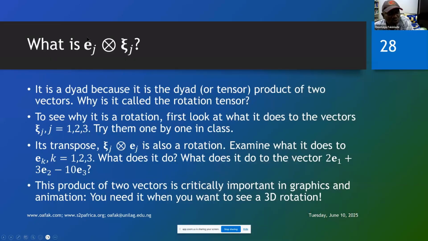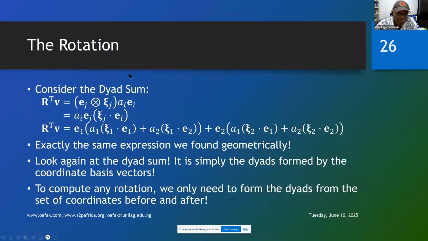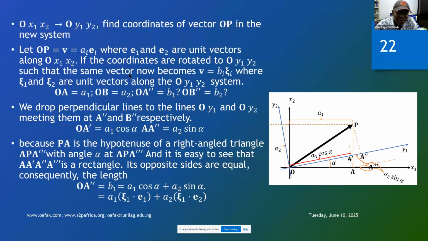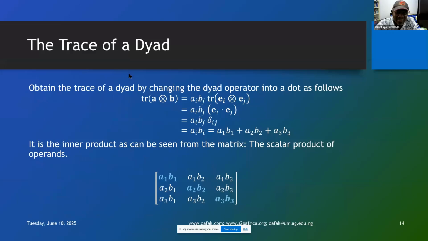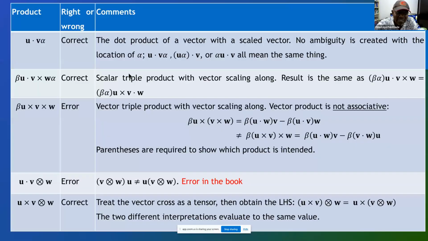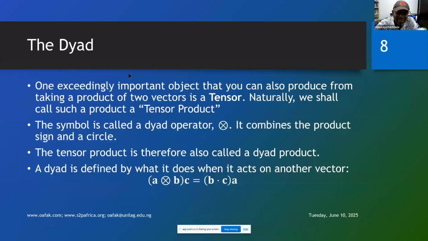What does it do to Xi1? Operate this quantity on Xi1. Remember the rule. Remember what a dyad is. Remember the definition of a dyad. If you have a dyad, A circle times B operating on C is simply B dot C, which is a scalar, multiplied by A. This is the rule that you are going to be applying.